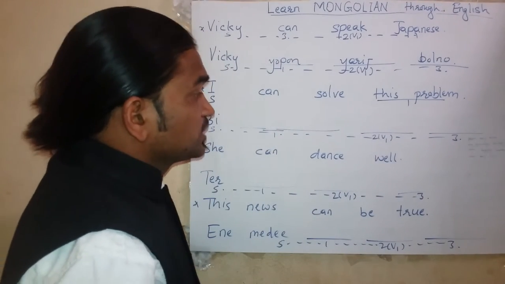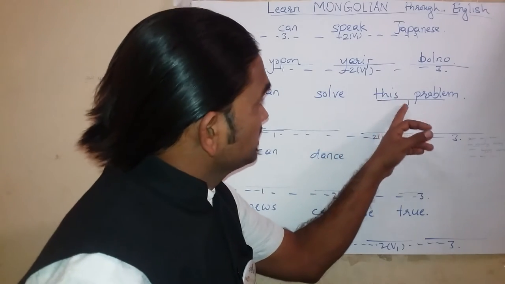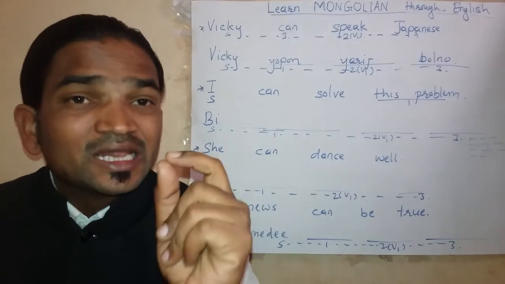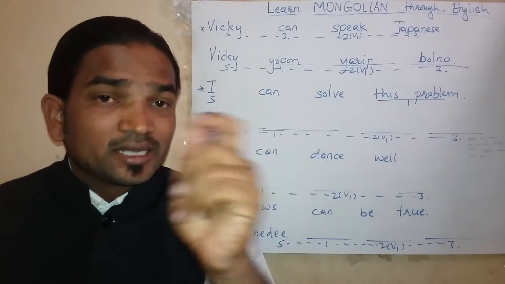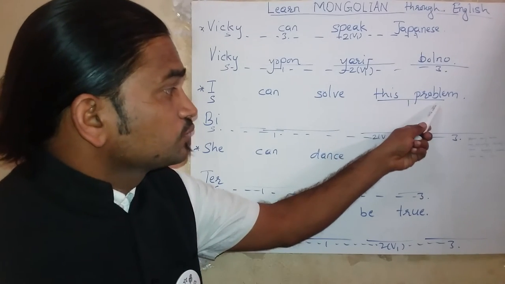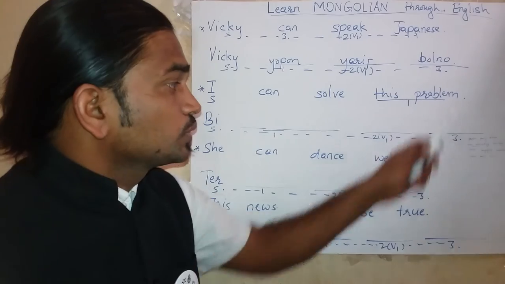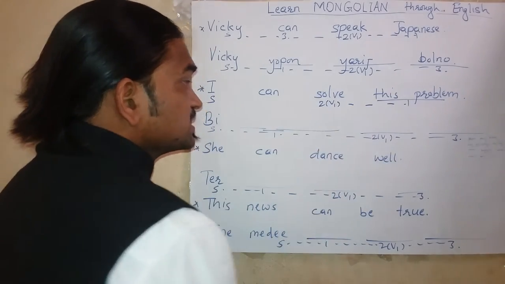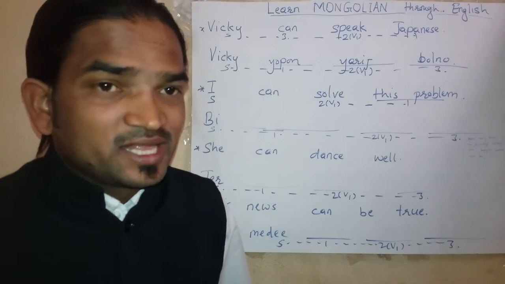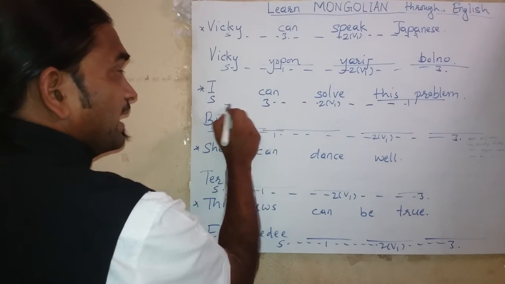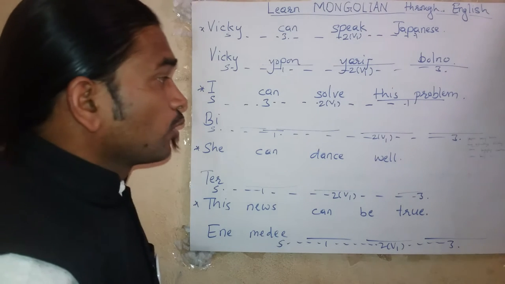The Mongolian word for this problem is ine asu udliyak. Asu udliyak. Ine asu udliyak. Here, before that, above two is solve. The word for solve is C-I-D-E-S. And there are two words used for can in Mongolian language, Bolno and Chadna.